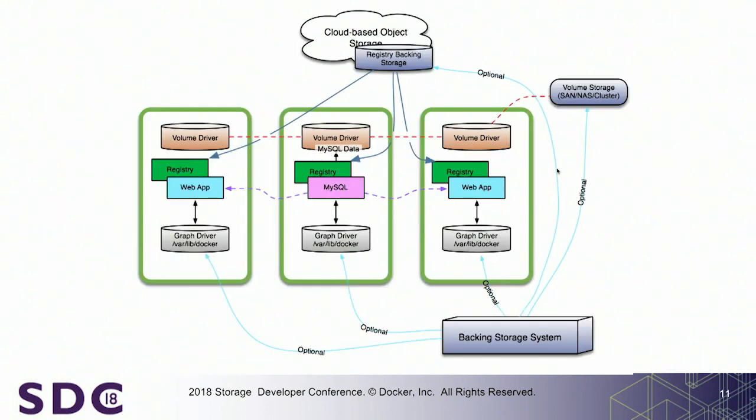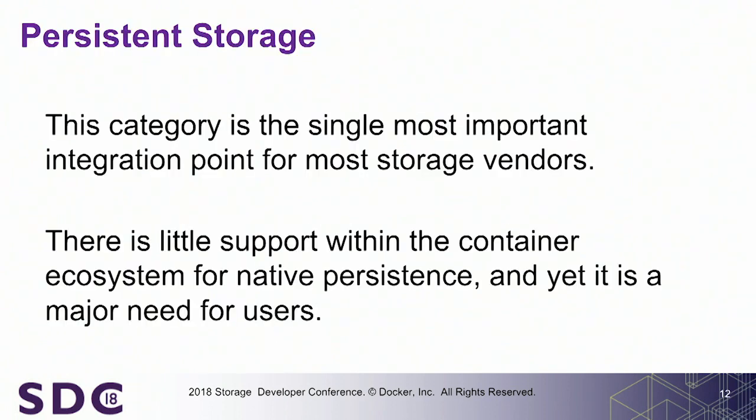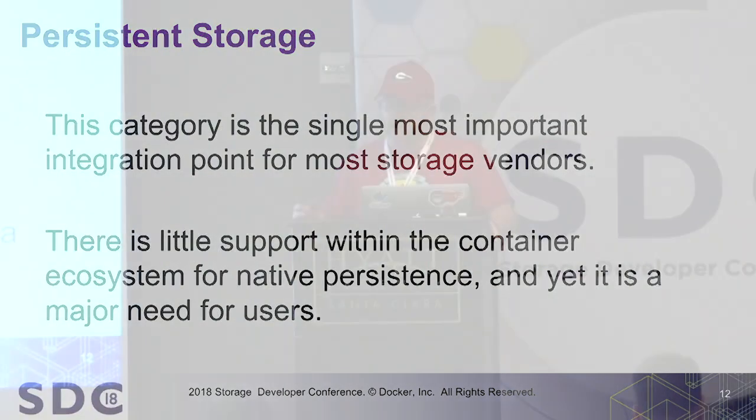So we're going back to the same chart. Now we're going to persistent storage, which is where most people are interested in actually doing integration points. This is the most important integration point for most storage vendors, period. The reason being is that for cold storage for registries, those APIs are pretty core defined and open standard APIs that everybody either already talks to or has products that do.